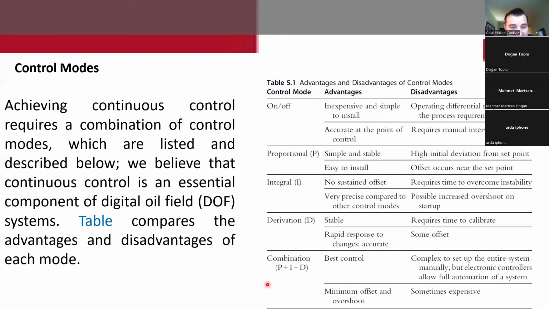Complex to set up the entire system, but this is an advantage. It's a disadvantage. Complex to set up the entire system manually, but electronic controllers allow full automation of the system. And also it has a minimum offset and overshoot issue. This is an advantage because I don't want to lose any time for this. But it is a little bit expensive.